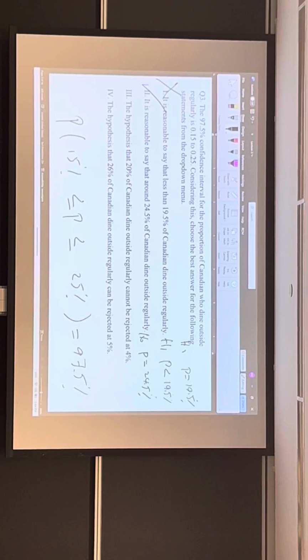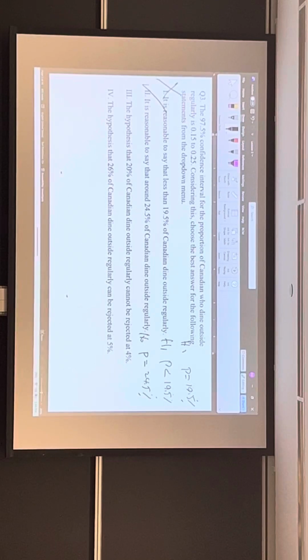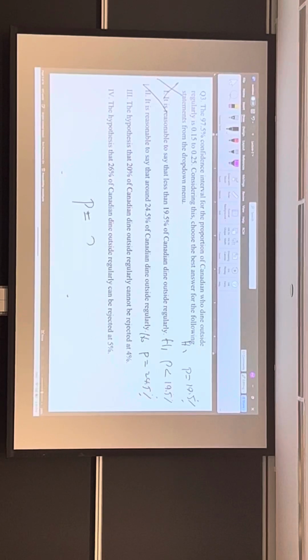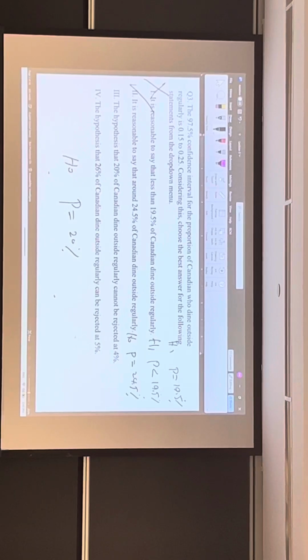So that is correct. What about the next one? The next question says, the hypothesis that has this null can be rejected at 4%.